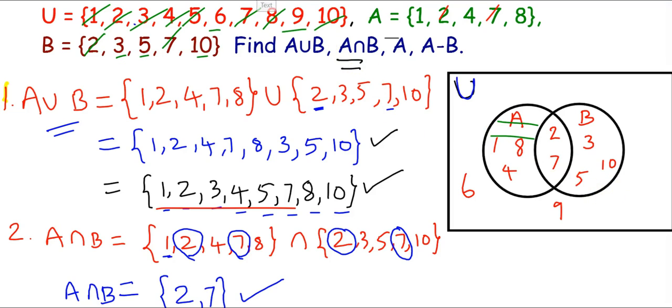Now this Venn diagram gives you so much information. This 1, 4, 8 is your A minus B. 3, 5, 10 is B minus A. 2, 7 is A intersection B. A complement also you had. A complement is what? Leaving the set A, the remaining elements 3, 5, 6, 9, 10. So we can get a lot of information using this Venn diagram.